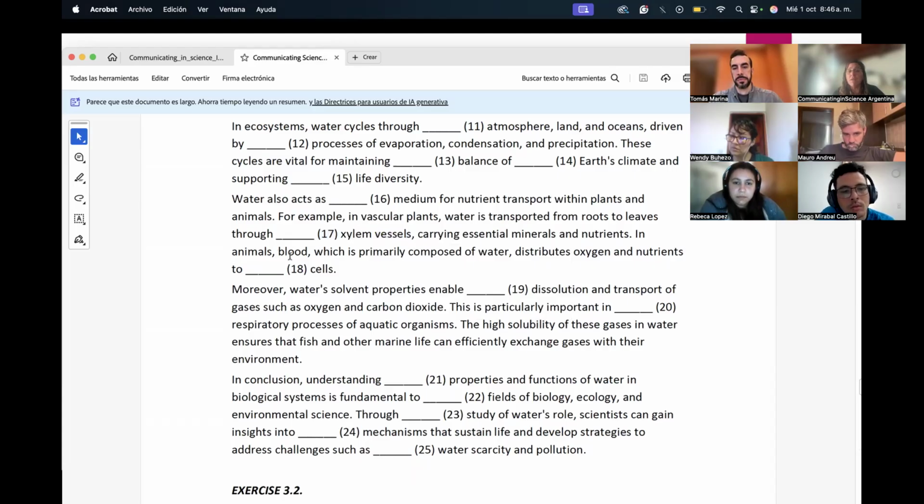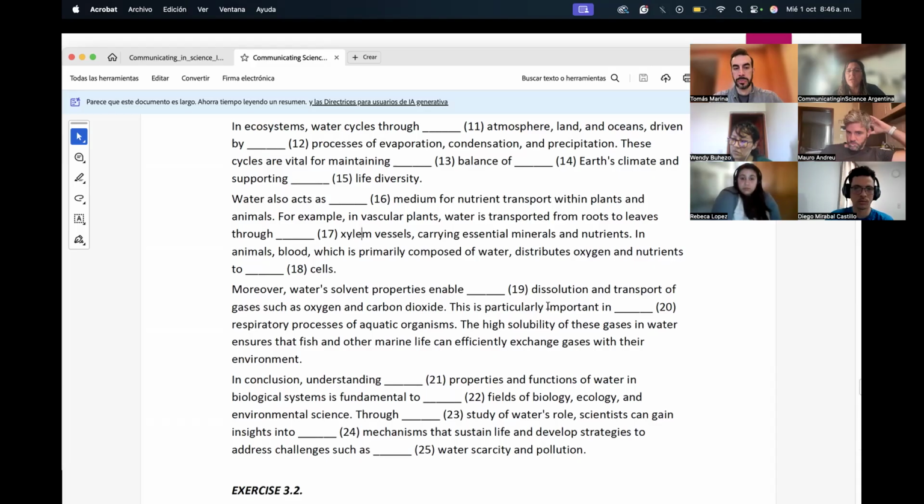In animals, blood, which is primarily composed of water, distributes oxygen and nutrients to the cells. Yes, a las células. Moreover, water's solvent properties enable dissolution and transport of gases. The dissolution, yes, the process, the dissolution.